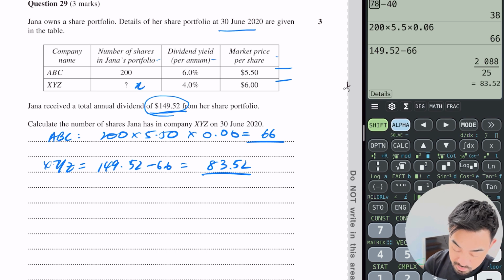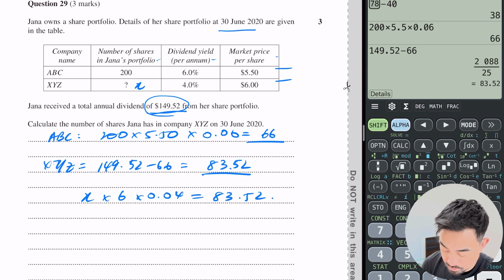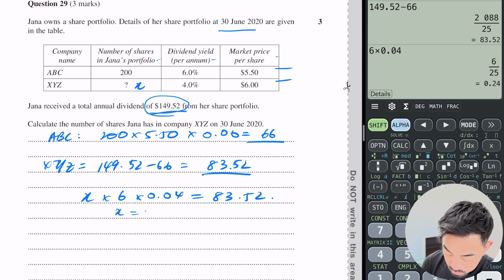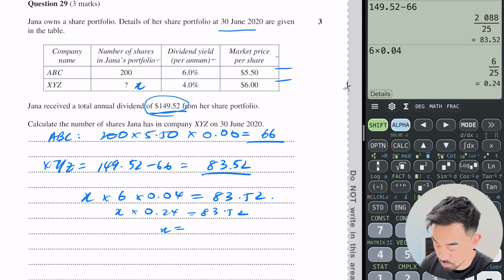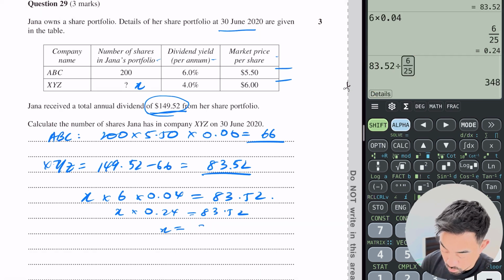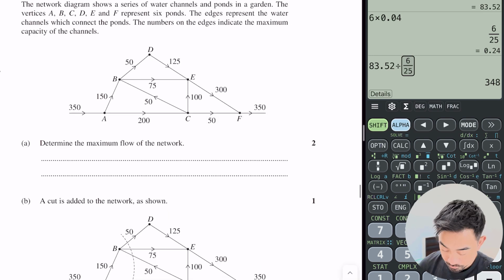Let's call this X. So X shares times $6 times 0.04 is equal to $83.52. 6 times 0.04 is 0.24. Is equal to $83.52. So divide both sides by 0.24, 83.52. So it should be 348 shares.